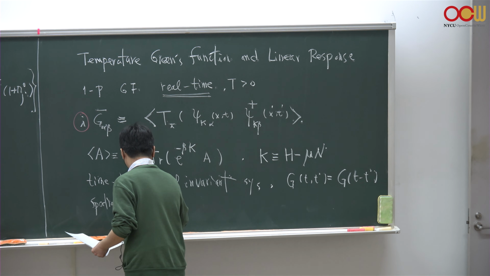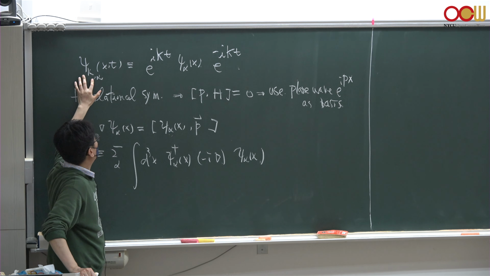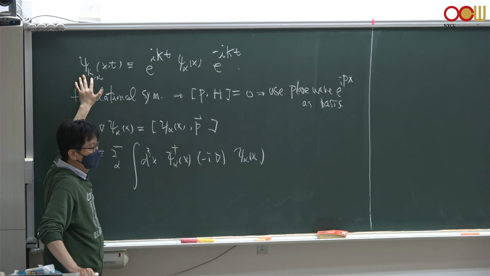When we come back, we will start to analyze the spectral representation of this real-time thermal Green's function. So let's continue. This psi k alpha x t is the destruction operator in the Heisenberg picture. By definition, this is given by the Schrödinger operator, sandwiched in between e to the ikt and e to the minus ikt operators. But this k refers to the Hamiltonian operator subtracted by mu times n.